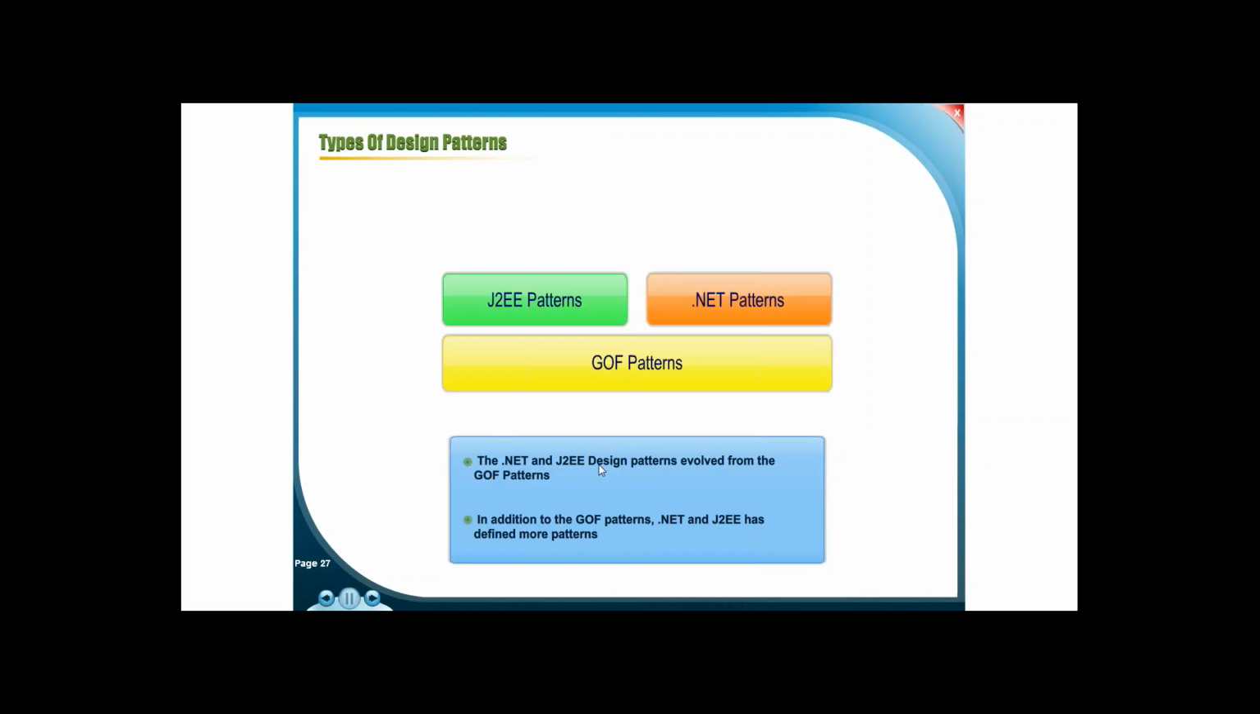You can see the dotnet and J2EE design patterns evolved from the GOF. If you see the diagram here, GOF is on the bottom. On top of that, J2EE patterns and dotnet patterns are there, right? So in addition to the GOF patterns, dotnet and J2EE have defined more patterns. J2EE has more number of patterns.